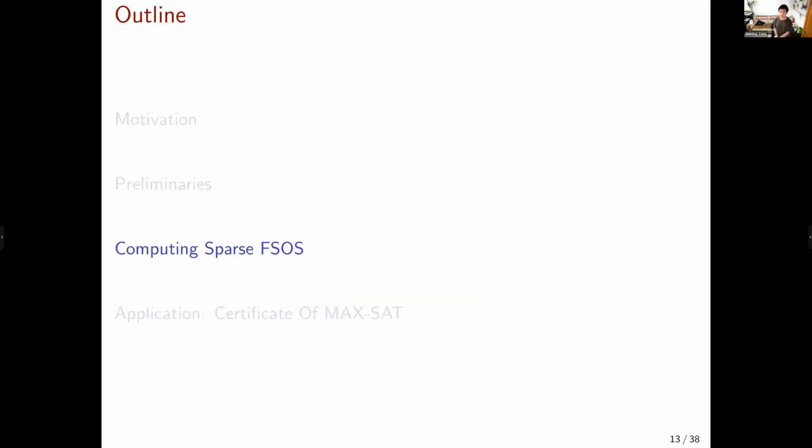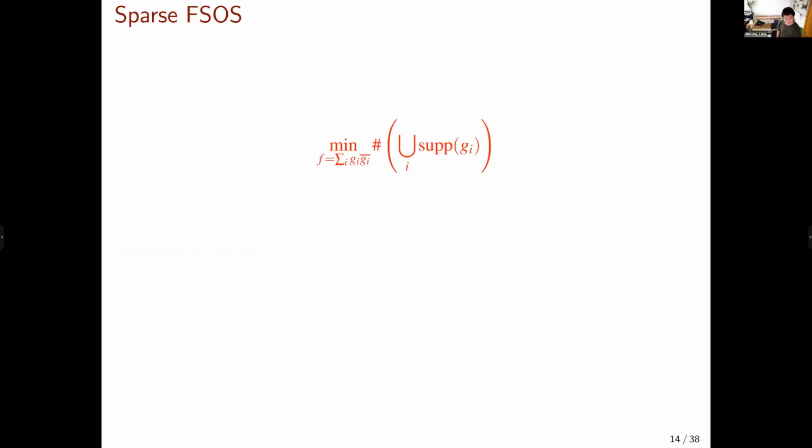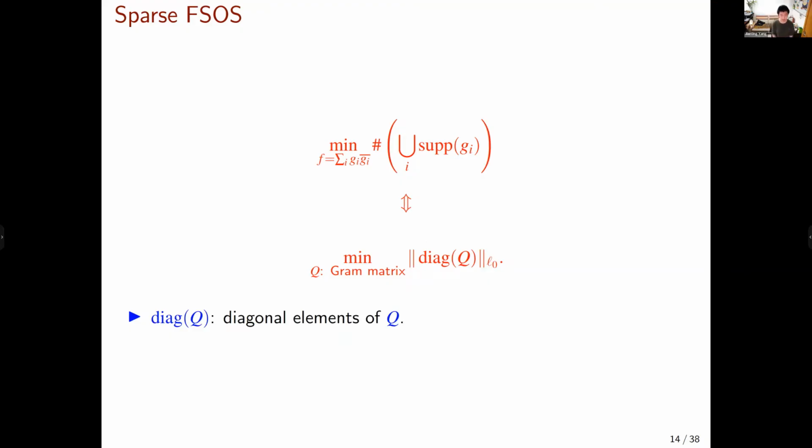So we wonder how to compute the sparse Fourier sum of squares. Let's say computing the sparse Fourier sum of squares is equivalent to computing the minimal value of the L0 norm of the diagonal elements of the Gram matrix.